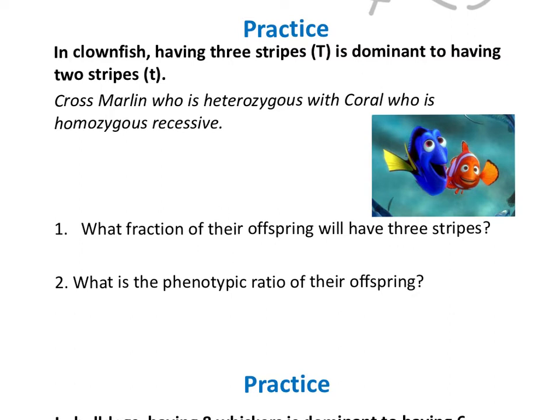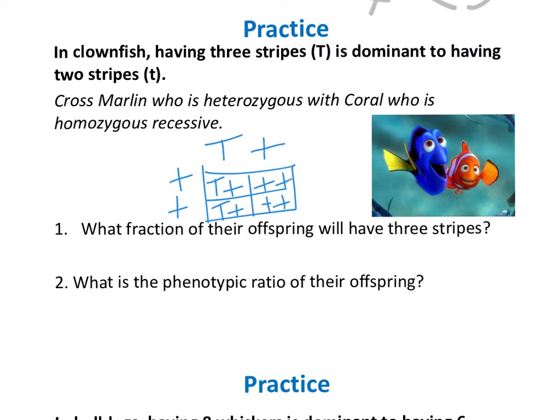In clownfish, having 3 stripes is dominant to 2 stripes. Marlin is heterozygous, so I know he's going to look like that. Coral is homozygous recessive. I'm going to quickly draw the Punnett square because I don't ever envision it in my head. That's a bad habit to get into. And once my square is drawn, I could easily answer 10 questions about that square.